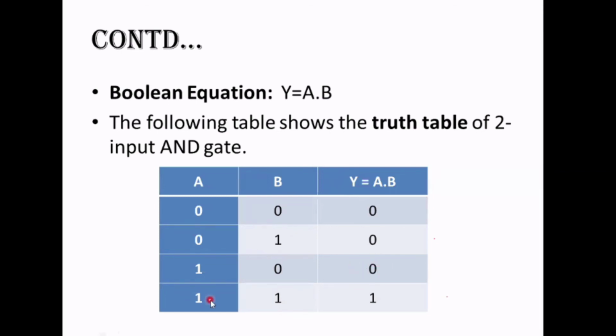For the last combination, we have 1 1, right? 1 means high, 1 means high. Now, try to recall this statement. Both the inputs are high, so output is high, right? So over here, both the inputs are high. That is why the output is high, right? Which means the output is 1. Understood?